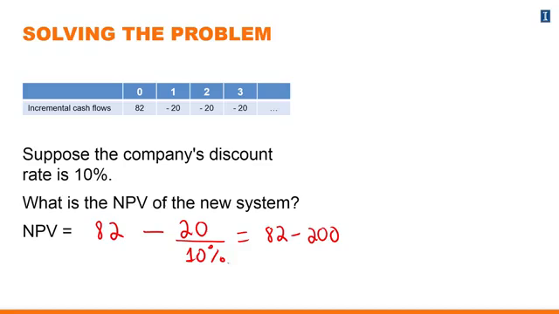So the present value of a $20 million stream of payment happening every year is 200 if the discount rate is 10%. This means that the NPV is minus 118. The NPV is minus 118. So now we have the number. That is the net present value of this particular decision.